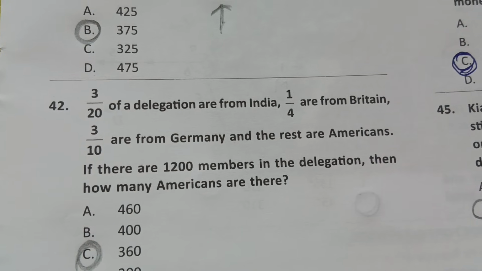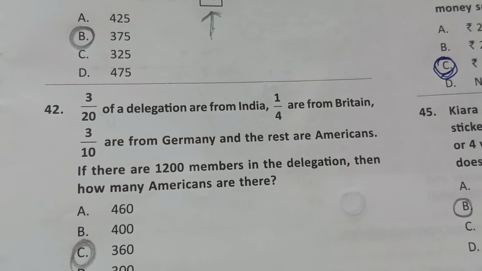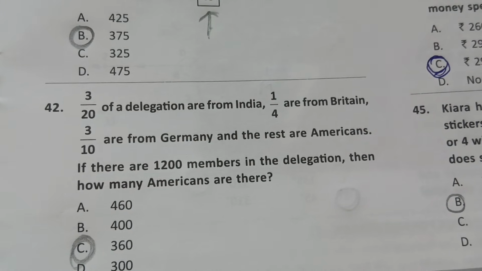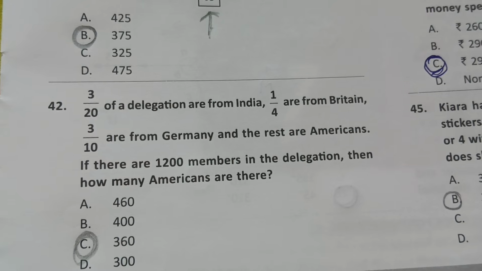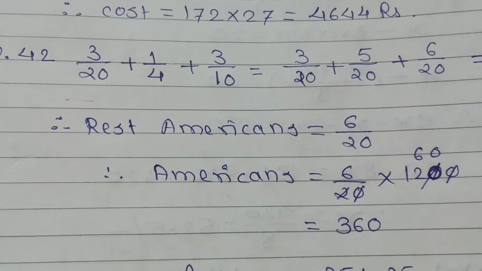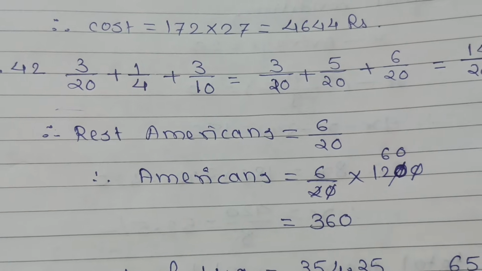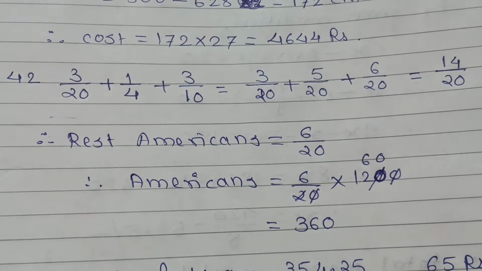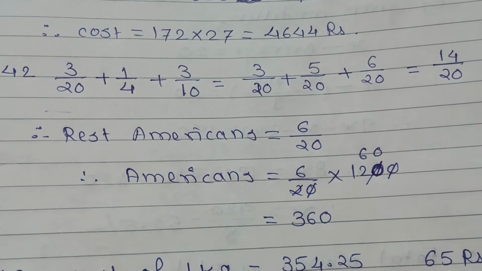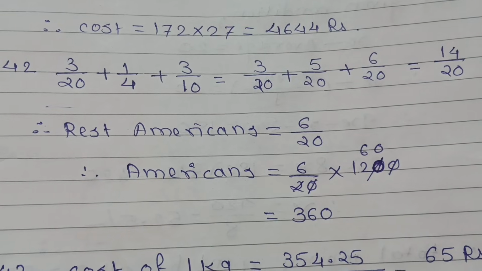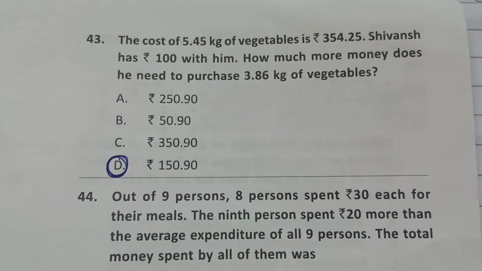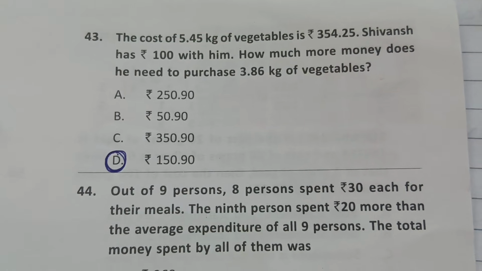Question number 42. 3/20 of a delegation are from India, 1/4 are from Britain, 3/10 are from Germany, and the rest are Americans. If there are 1200 members in the delegation, then how many Americans are there? First, we have to add all the delegations of different countries, and after taking the LCM of all the fractions and adding them, we get the answer 14 by 20. So the rest are Americans means 6 by 20 are Americans. 6 by 20 of 1200 is equal to 360. Hence option C.